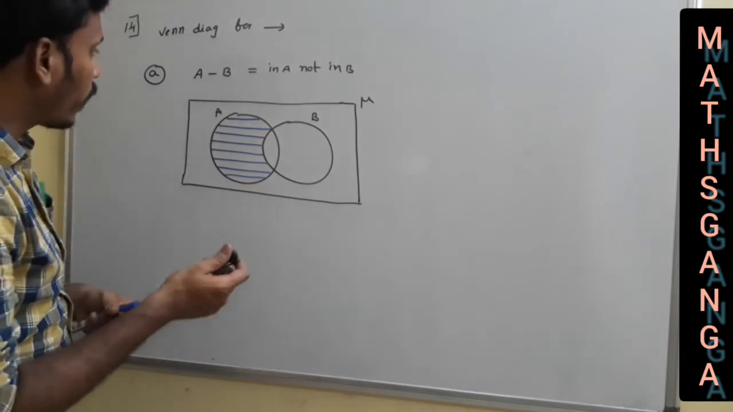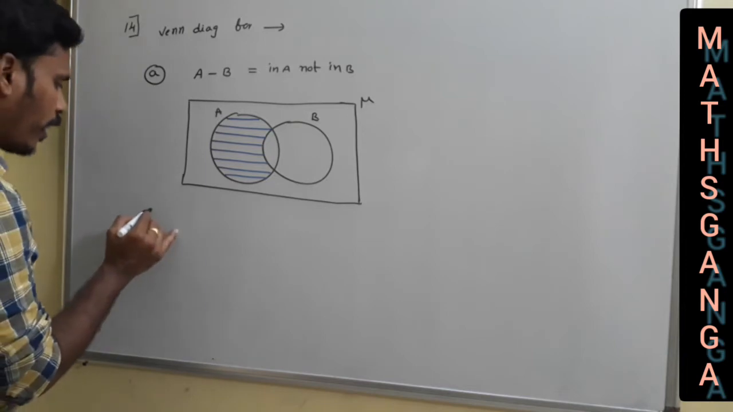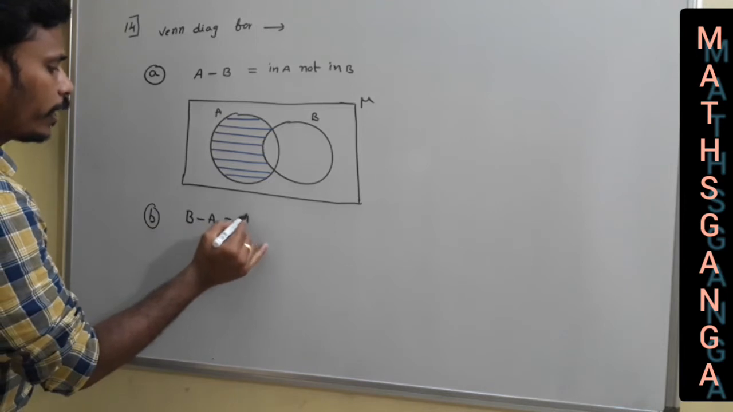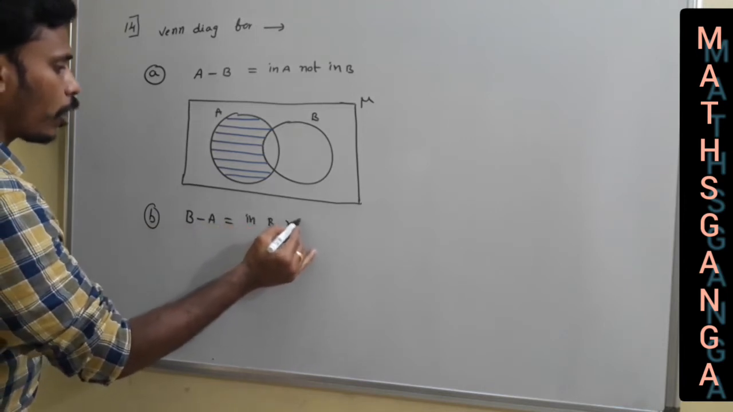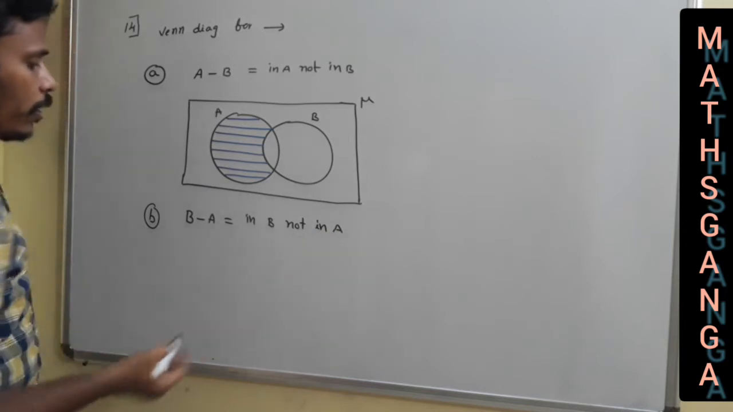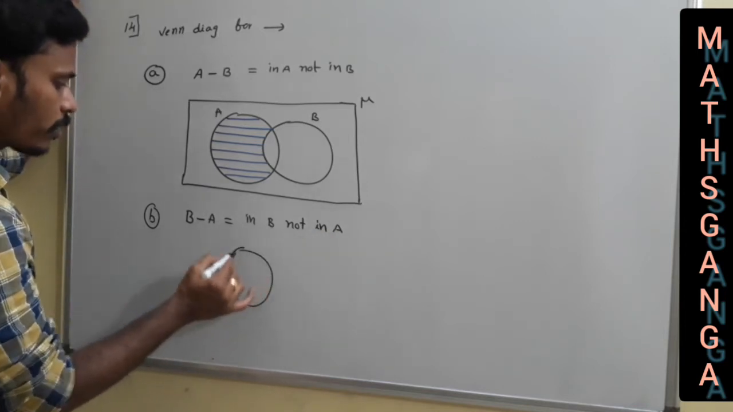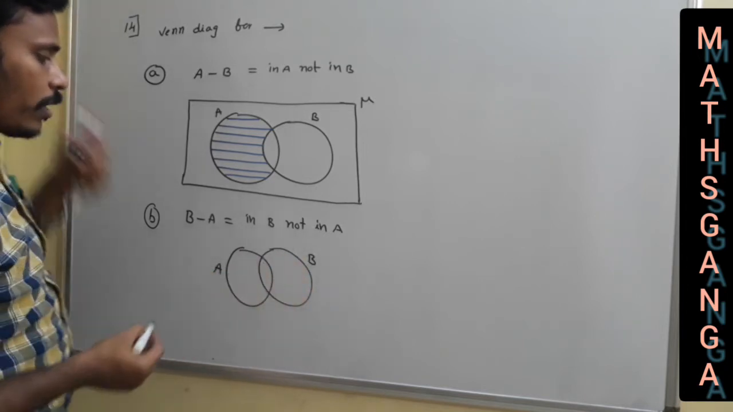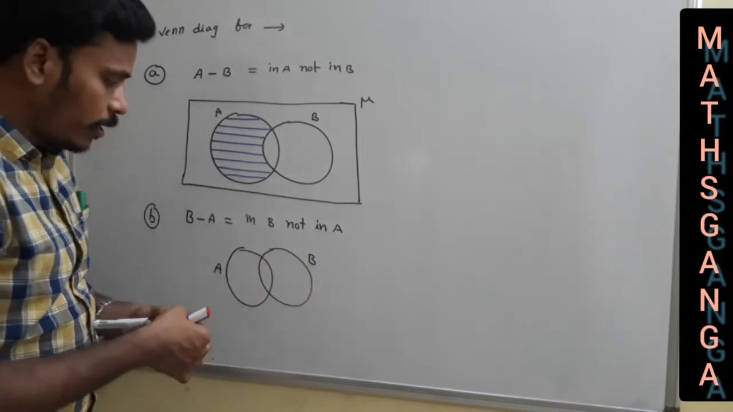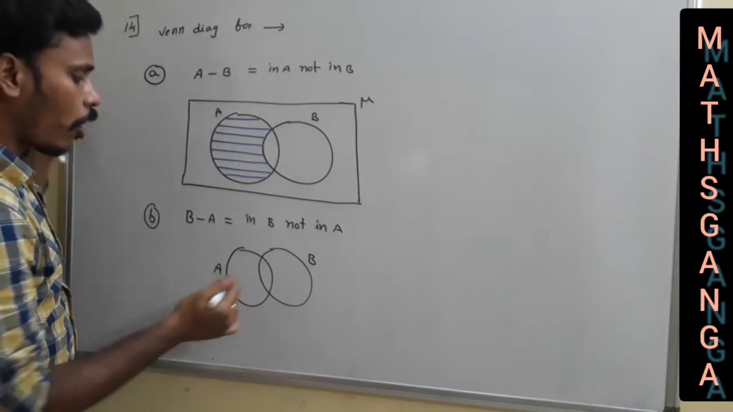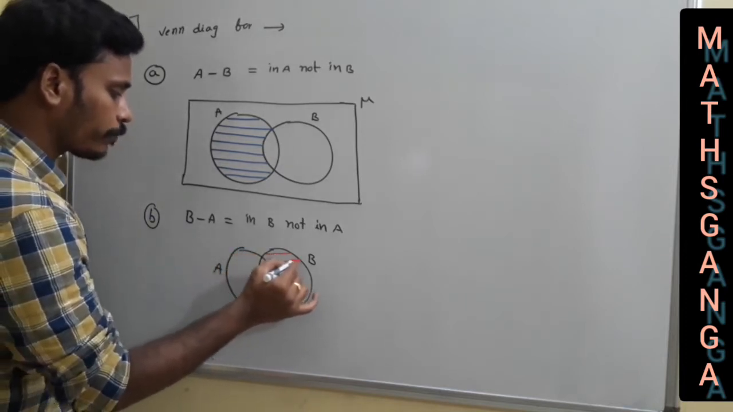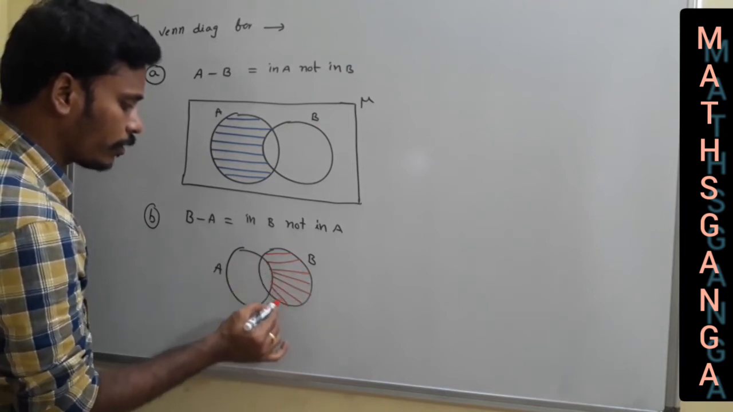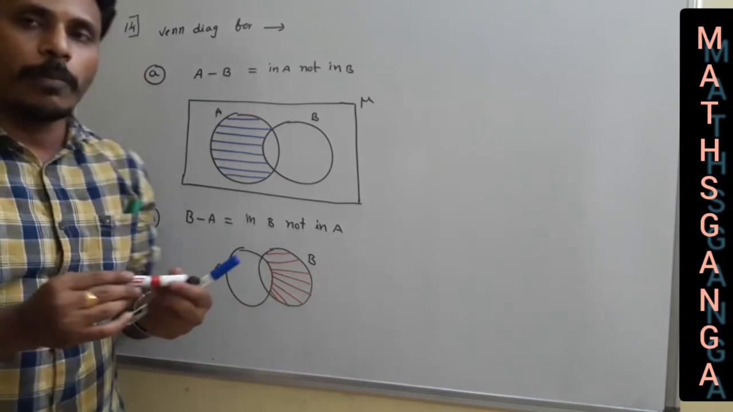And the next thing, if you think about B minus A, then we need the region in B, not in A. So for that, again you just take one circle for A and one circle for B. This circle is A, and this circle is B. The region in B and not in A, and then you just use the red color. This region is B minus A.